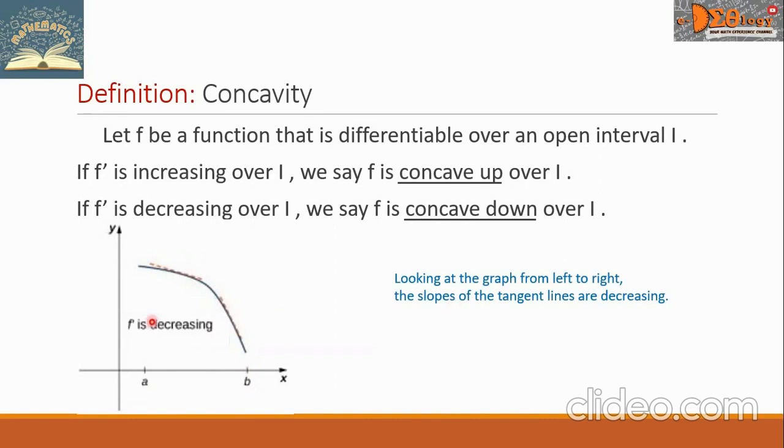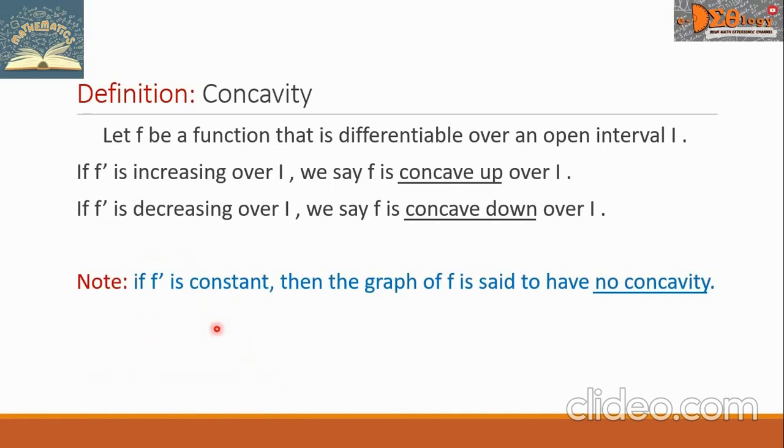So we say that the derivative is decreasing over the interval from A to B. In that case, if f prime is decreasing over the interval, we say also that f is concave down. There is a note. If the derivative is constant, then the graph of f is said to have no concavity.